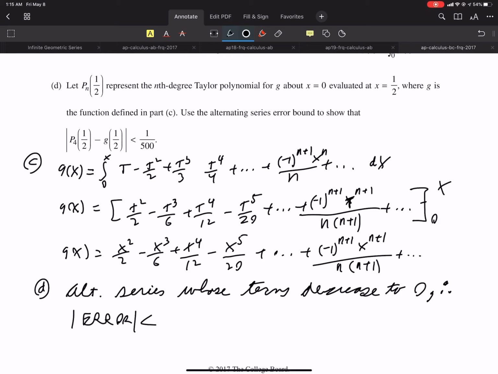And the next term, let's see, how many terms? P to the fourth is fourth degree, not the first 4 terms. So it's going to be the next term, which is x to the 5th over 20. And x is 1/2. And that's less than 1/500. You can double check because 2 to the 5th, 2, 4, 8, 16, 32. 32 times 20 is 640. Bam. We are done.